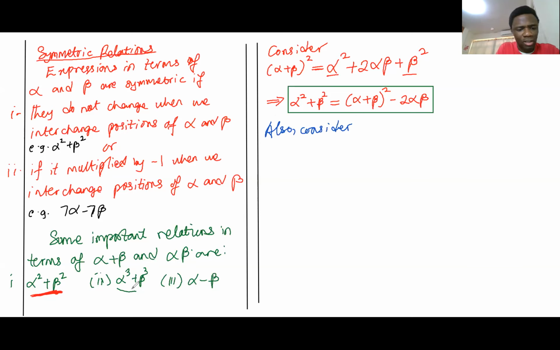To get a relation for alpha cube plus beta cube, what do you consider? Can somebody guess? Alpha plus beta all squared. Really? Consider the same thing? For you, that's what you have just said. All cube. Why do you say squared first?